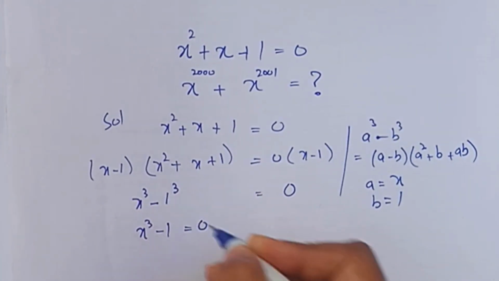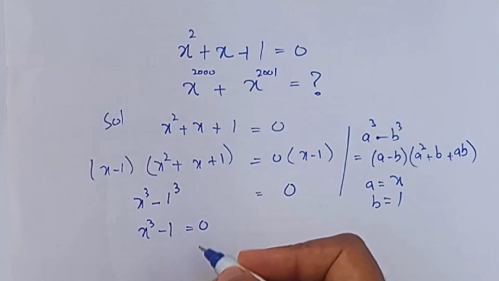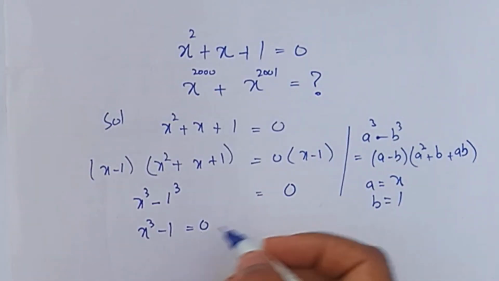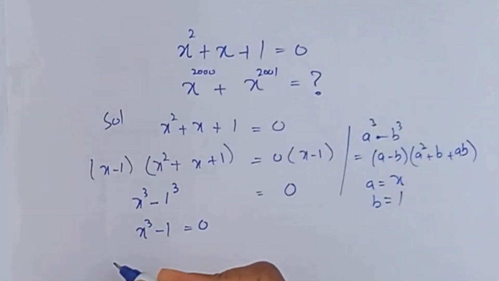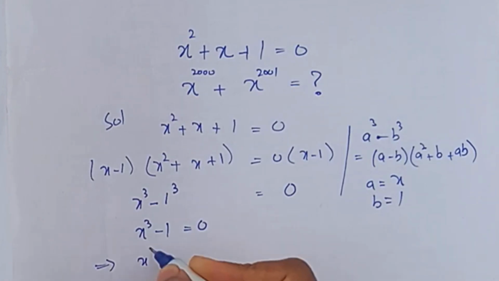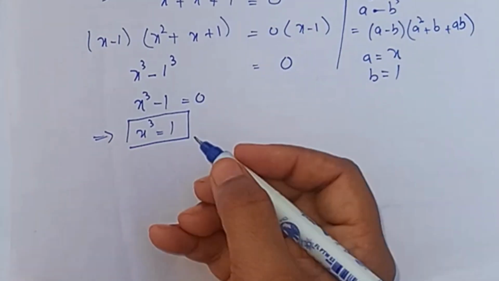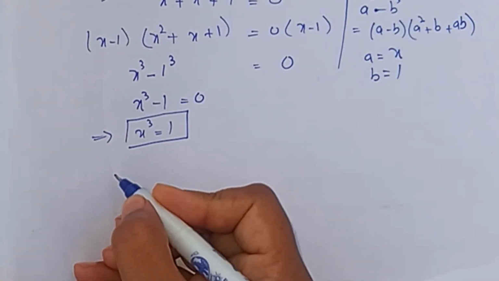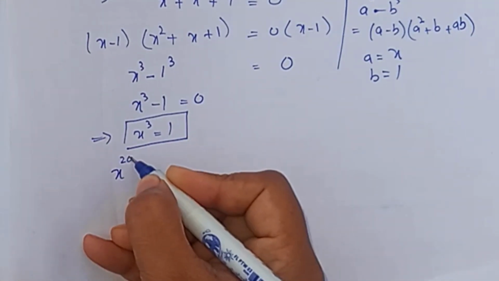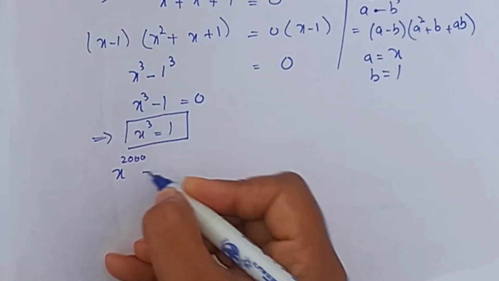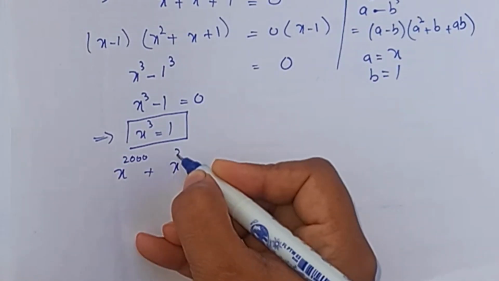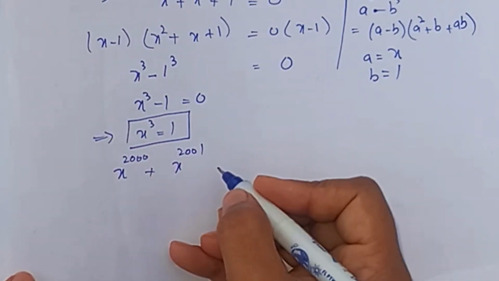it's equal to 0. Now in the next step, if we add 1 on both sides of this equation, this will become x cube is equal to 1. So we get the value of x cube, which is 1. Now we find the value of x raised to the power 2000 plus x raised to the power 2001.